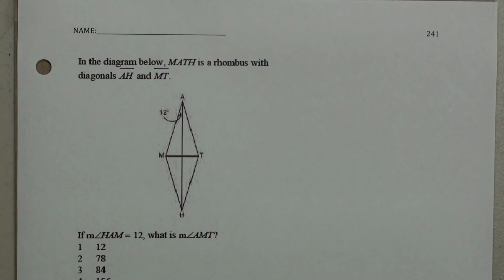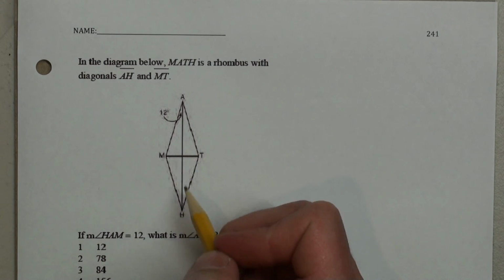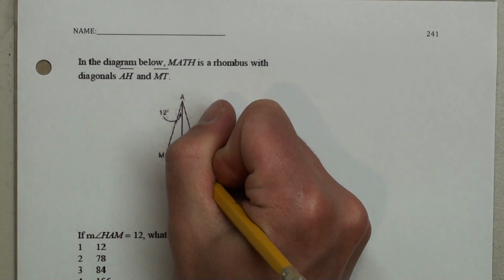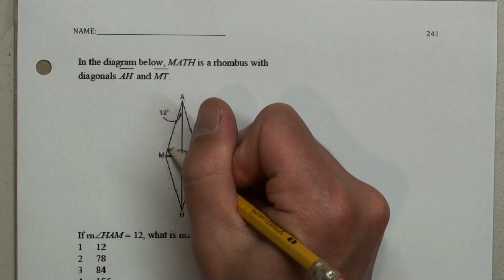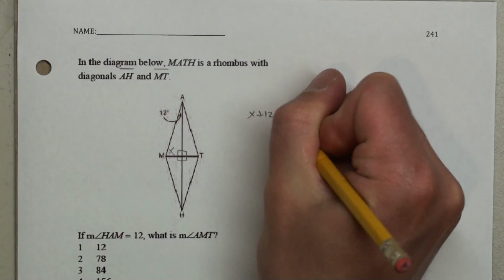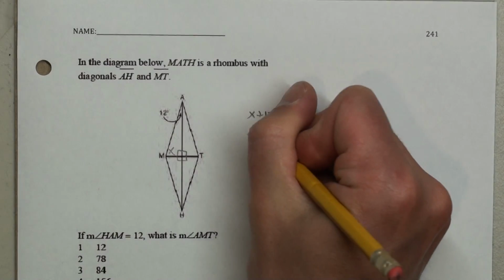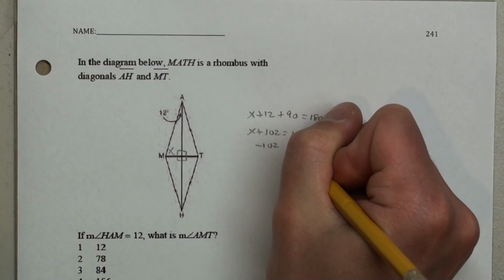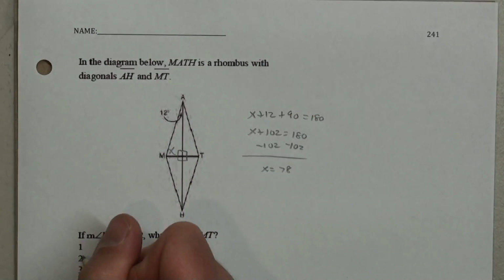In the diagram below, MATH is a rhombus with diagonals AH and MT. If the measure of angle HAM is 12, what is AMT? Well, we know that all four of these are 90, so let's call that x. We know x plus 12 plus 90 is 180. We know x plus 102 is 180. Subtract 102. X is 78.